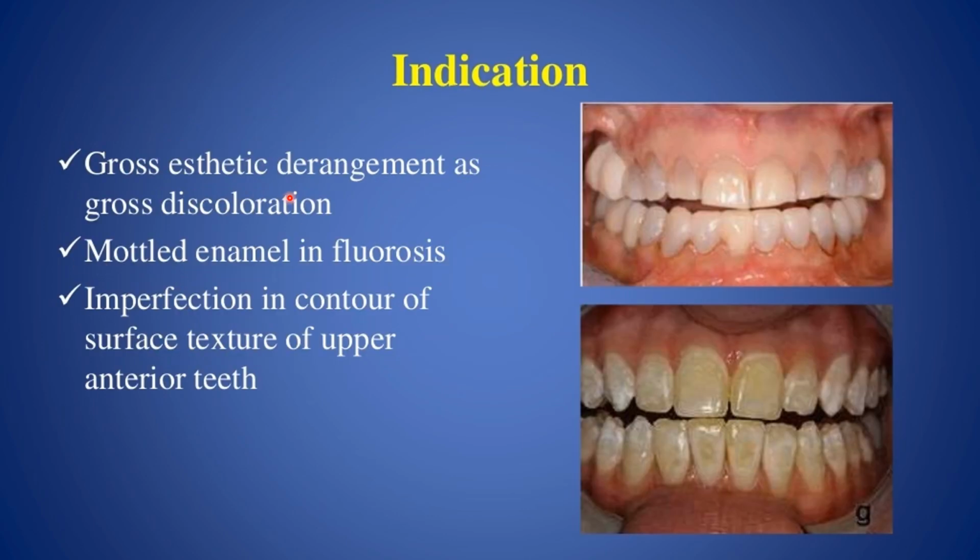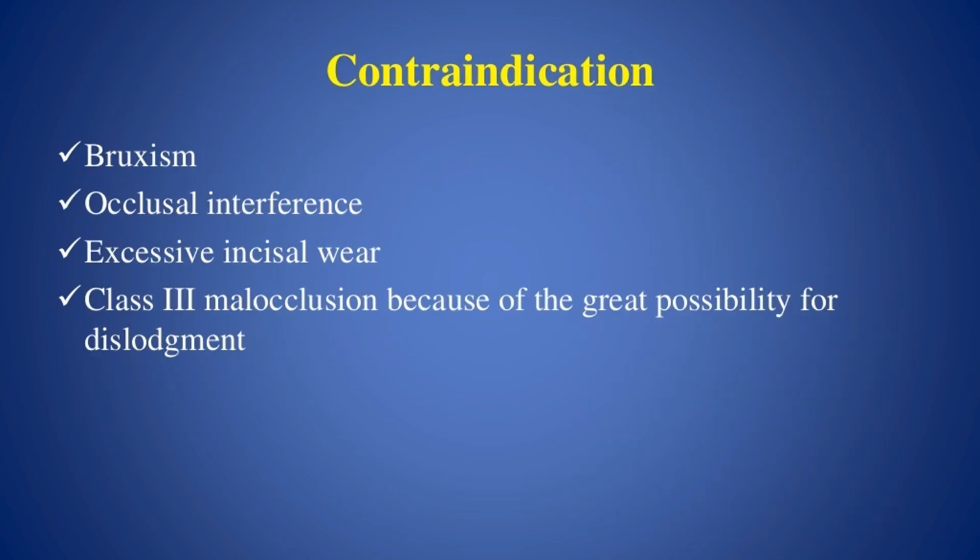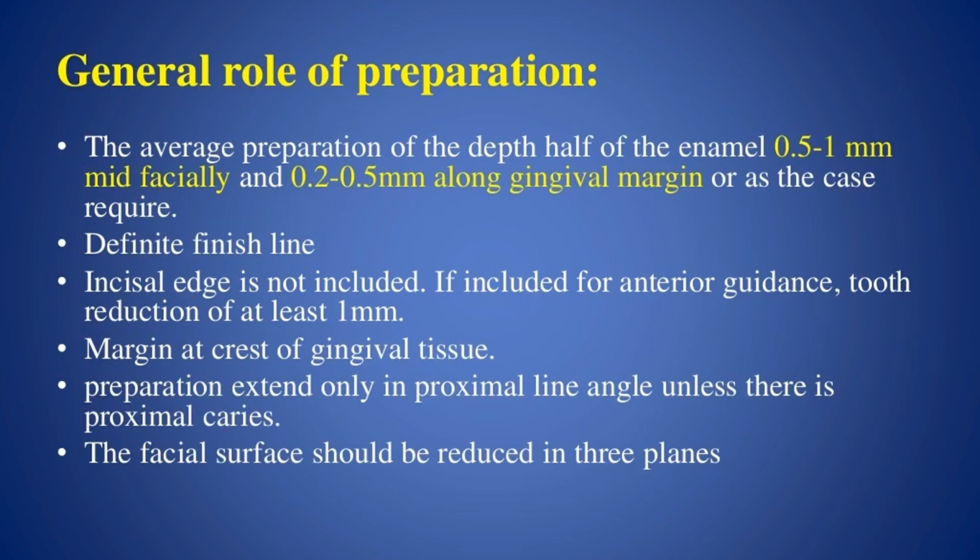33. Types of labial veneers: partial labial veneer with direct composite restoration; full labial veneer, which has two types: 1. Direct composite restoration. 2. Indirect porcelain restoration. 34. Indication: gross aesthetic derangement such as gross discoloration, mottled enamel in fluorosis, imperfection in contour or surface texture of upper anterior teeth. 35. Contraindication: bruxism, occlusal interference, excessive incisal wear, class 3 malocclusion, because of the great possibility of dislodgement.